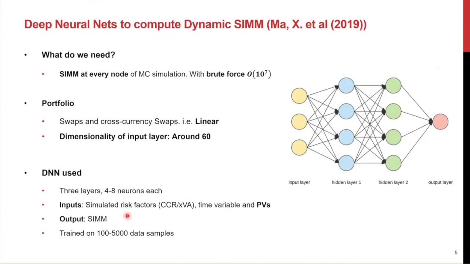And the cost comes in when you incorporate the distribution of PVs. They did this in order to get better results, of course. But obtaining PVs at each node of the Monte Carlo simulation already imposes some computational burden. And the output was simple, basically. They used not many training points, only between 100 and 5,000 data samples, which is actually not that great for deep neural nets. So that's not bad.